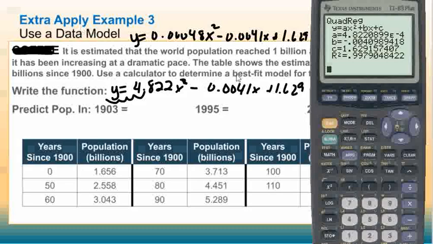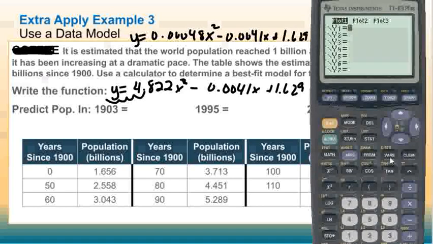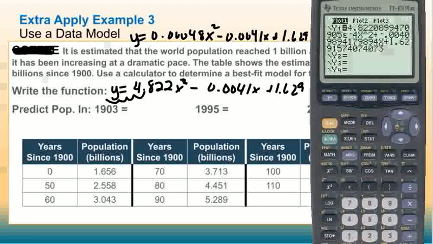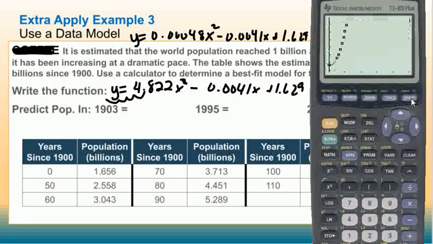Now if I go to my y equals, hit vars, go to statistics, EQ number 1, enter, then graph that. That looks very, very close. So that's the most accurate one we have. Now if I hit second trace, 1903 is 3 years after 1900. So that would give us 1.6 billion. So we'll say 1.62 billion.